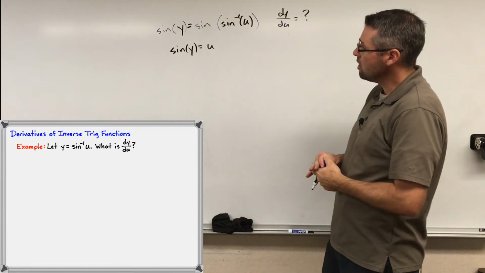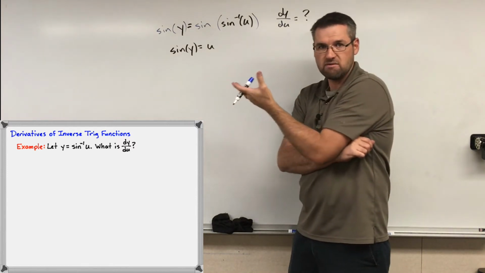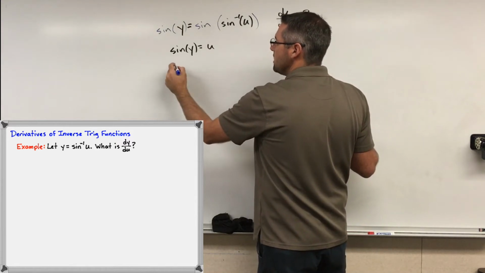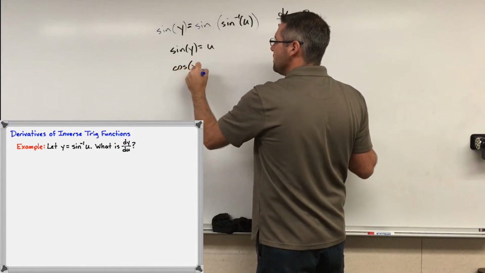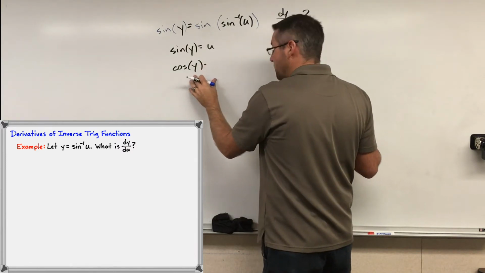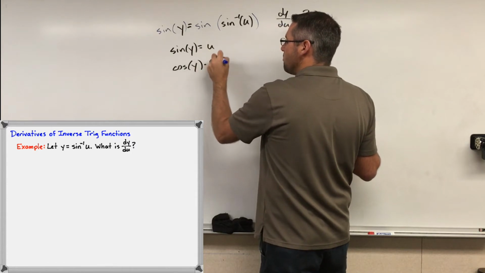Now from here, you should be able to say, well, I can take the derivative now, because I know the derivative of a sine function. Well, what's the derivative of sine of something? It is the cosine of that something. But then don't forget, you have to apply the chain rule. So what's the derivative of y? The derivative of y is y prime.